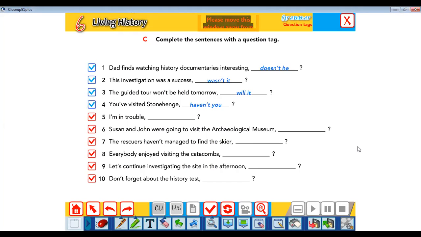It's okay. Number 5. I'm in trouble. So easy. It's one of the exceptions. I am in trouble. I am, you will change it into aren't I. It's okay. Number 6. Aren't or weren't. We have here were. Weren't they? Very good.